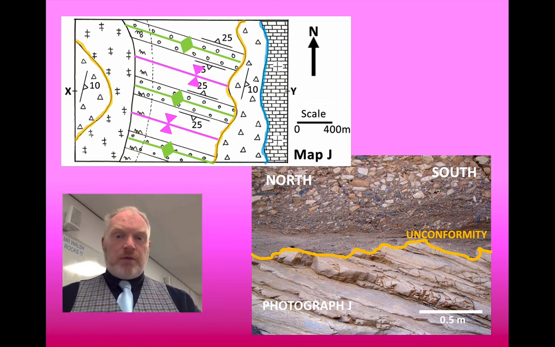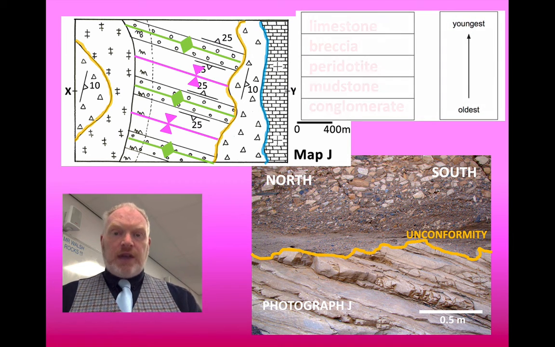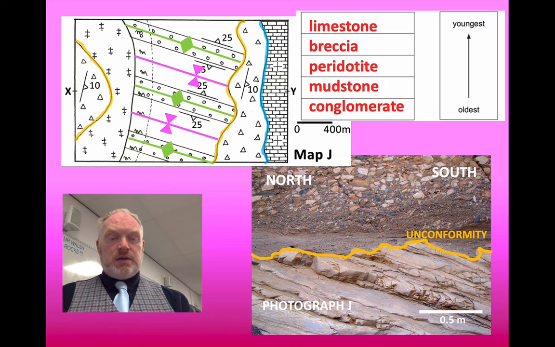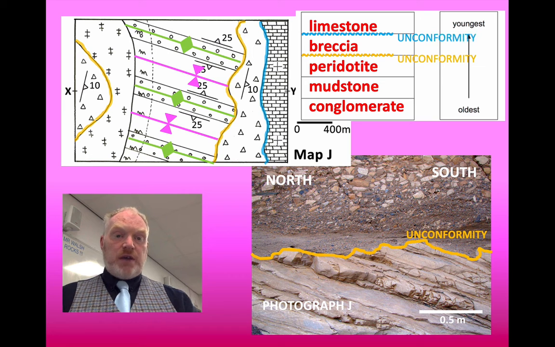If we now think about the sequence of events here, again organising things from oldest to youngest. In the middle of the antiforms there, we've got the conglomerate, so that's going to be our oldest bed in the older series, with mudstone sitting on top. The peridotite then is intruded into those two beds because it's metamorphosed them, so it must be younger than those beds. Also, the folding has occurred before that intrusion.